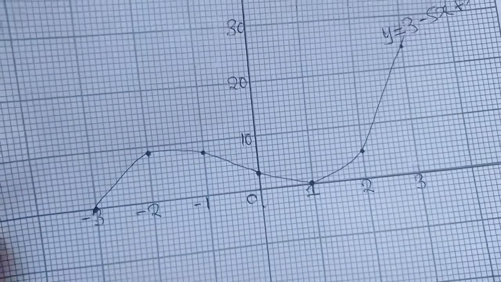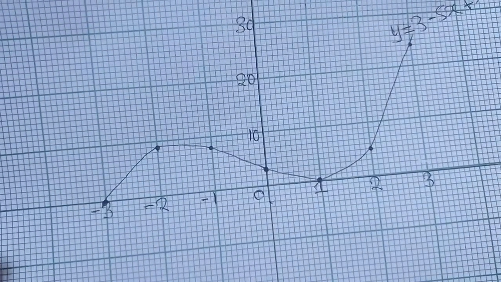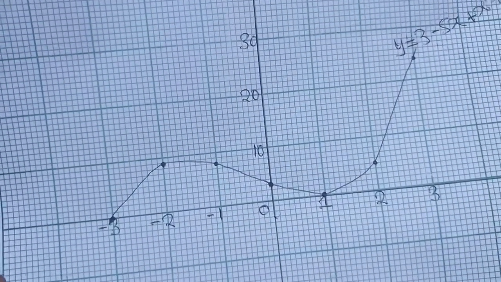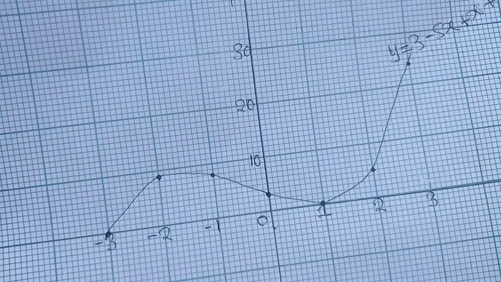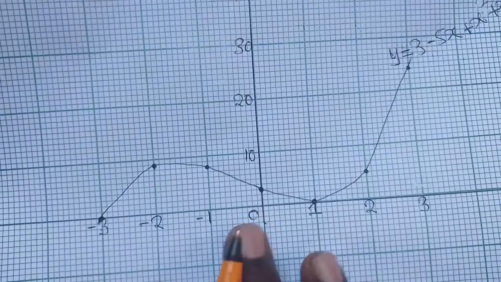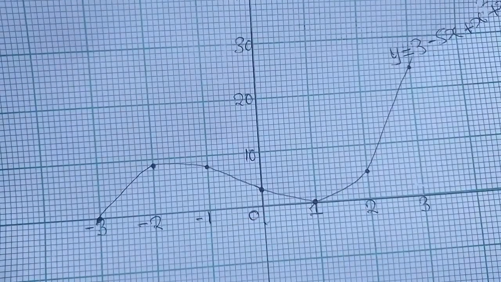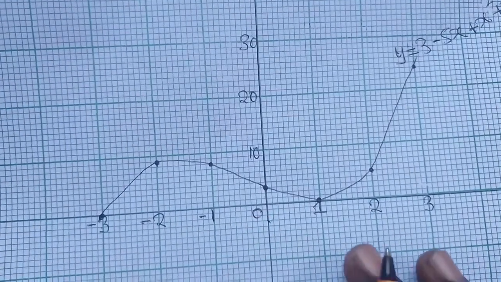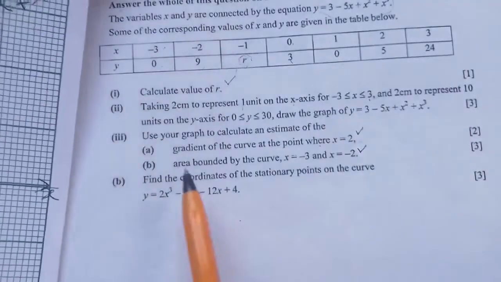This is 4 marks. So already 4 marks is waiting for you. Have you seen? 4 marks is waiting for you. These are simple questions like this. Have you seen? This is how your graph is supposed to come out. Then we proceed to the other questions here.